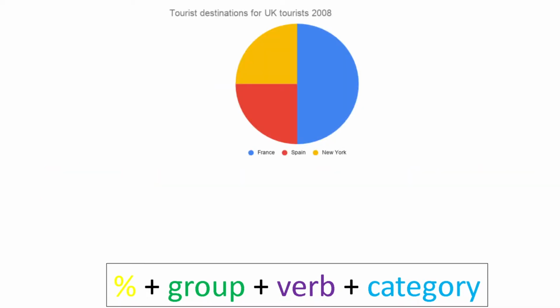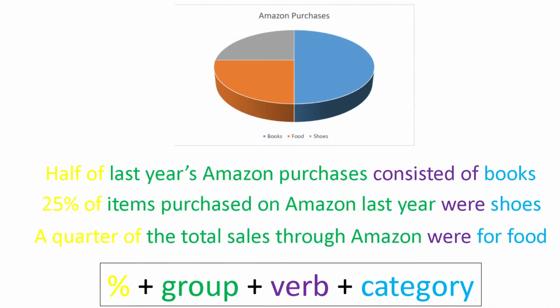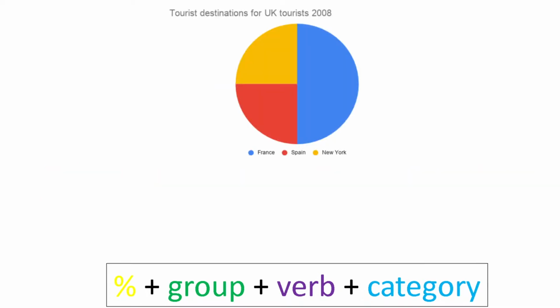Okay, so this is another practice for you. So we've got a similar pie chart. It's split in very much the same way as the one that we just saw. The only difference is that this one's in 3D and that one's flat. And also this one on your screen now is talking about tourist destinations for UK tourists in 2008. And we've got France, we've got Spain, and we've got New York. So using the same sentence frame, percentage plus group plus verb plus category, have a quick think. How could we describe any of those three parts of the pie chart?